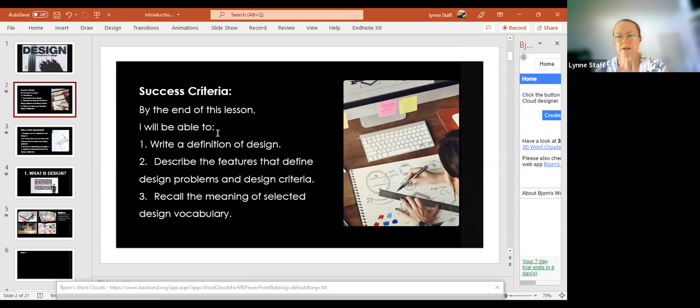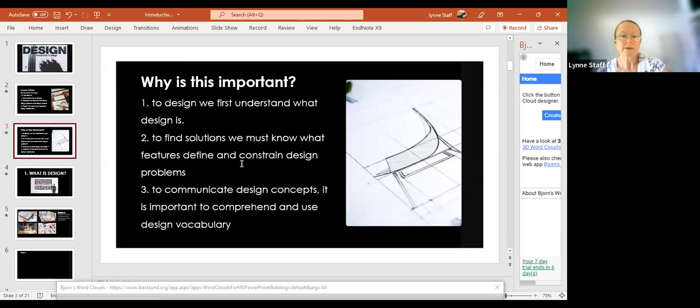So having a look at our success criteria, by the end of this lesson, you will be able to: one, write a definition of design; two, describe the features that define design problems and design criteria; and three, recall the meaning of selected design vocabulary. Why is this important? Well, firstly, before we design anything, we have to grasp an understanding of what design is.